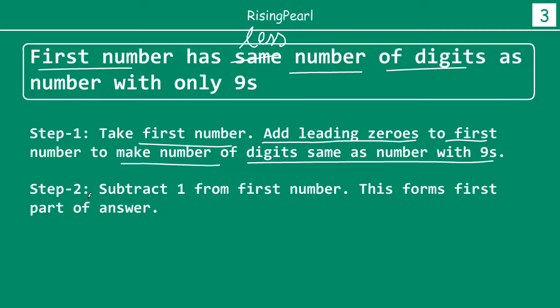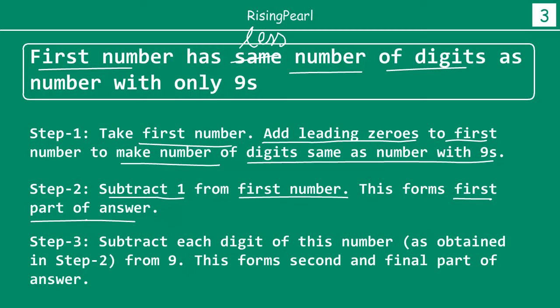Now the second step is exactly what we did in the last video, which is that we simply subtract 1 from the first number, the number that we have now. This will form the first part of the answer. Similarly, in the third and final step, we are going to subtract each of the digits of the number that we obtained from step 2 from 9.